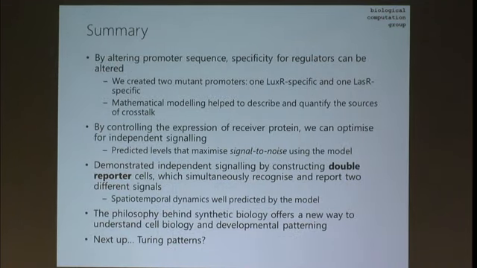What I've shown you is a case study of engineering a system and using modeling to help optimize that system. Basically, we created two mutant promoters, one of them being very much a LuxR signaling module, and another being a different LasR signaling module, enabling independent responses to C6 and C12 signaling. Then, using the model, we were able to optimize for orthogonal signaling by controlling the expression of these receiver proteins. And finally, we demonstrated this independent signaling by creating double reporter cells, and showing that some of the spatiotemporal dynamics really did behave according to the way the model predicted.